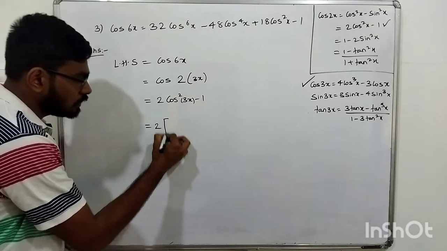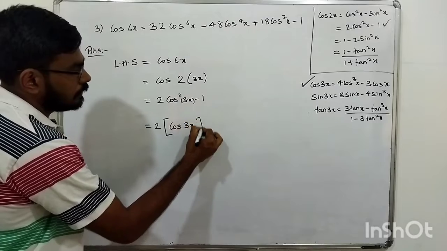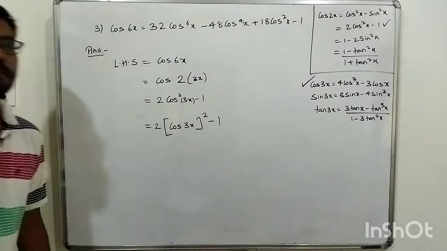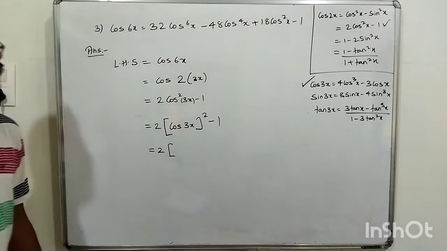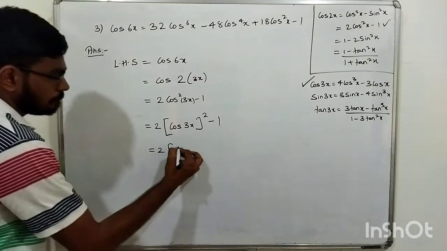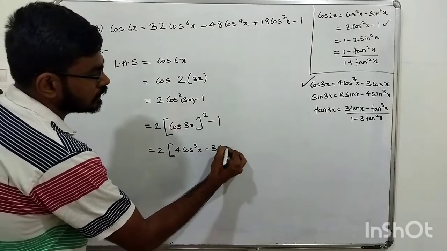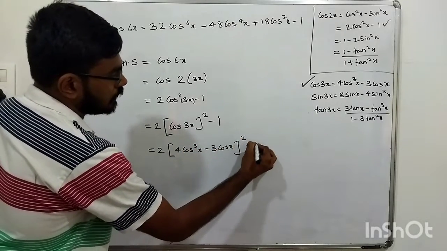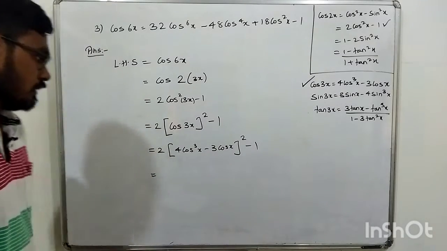So 2 cos square 3x. So cos 3x the whole square we can write, correct? Cos 3x the whole square minus 1. Cos 3x is 4 cos cube x minus 3 cos x, so 2 times 4 cos cube x minus 3 cos x the whole square, minus 1. Now just simplify this, you'll get the answer.